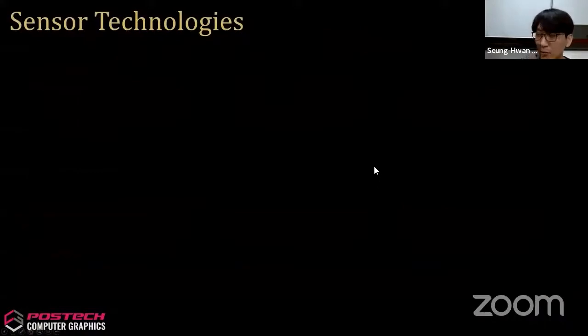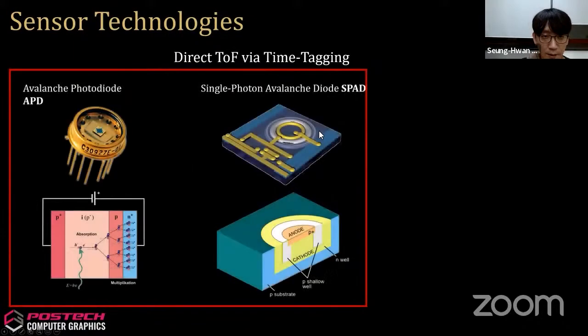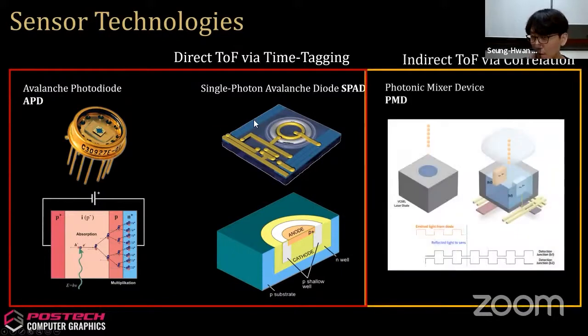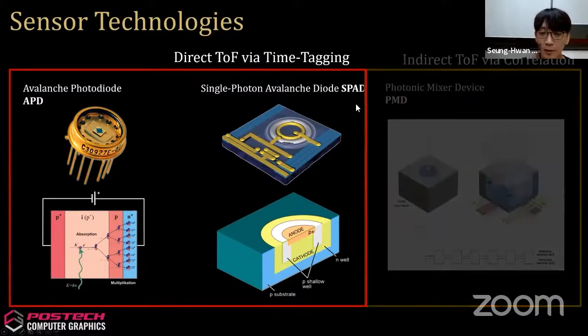So as you just saw, we have two different technologies in this time of flight imaging. The first one is the direct time of flight imaging, and we typically use APD or SPAD sensors for this. For the indirect time of flight imaging, we often use a photonic mixer device called PMD. Okay, we use different sensing techniques for these different time of flight imaging modalities. Now, let me show you some of our recent work regarding this direct time of flight imaging.